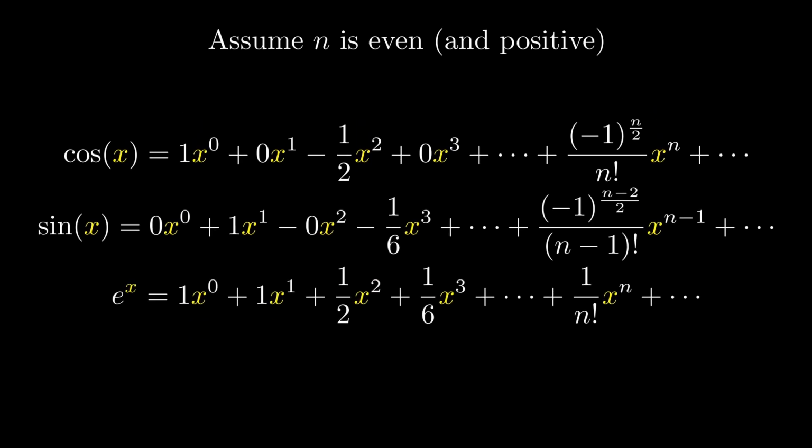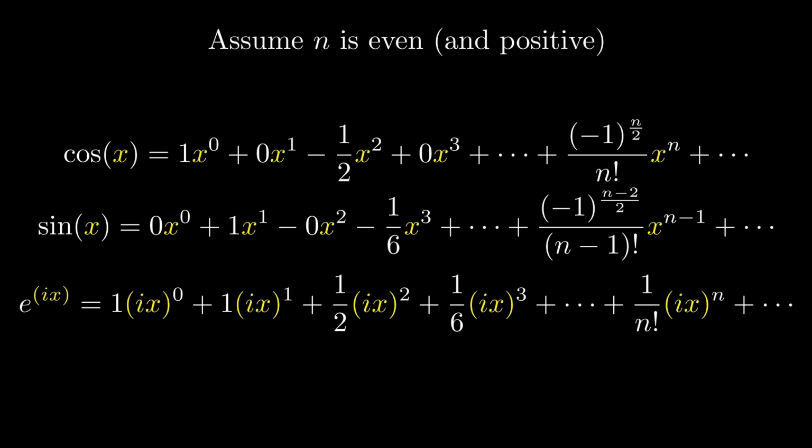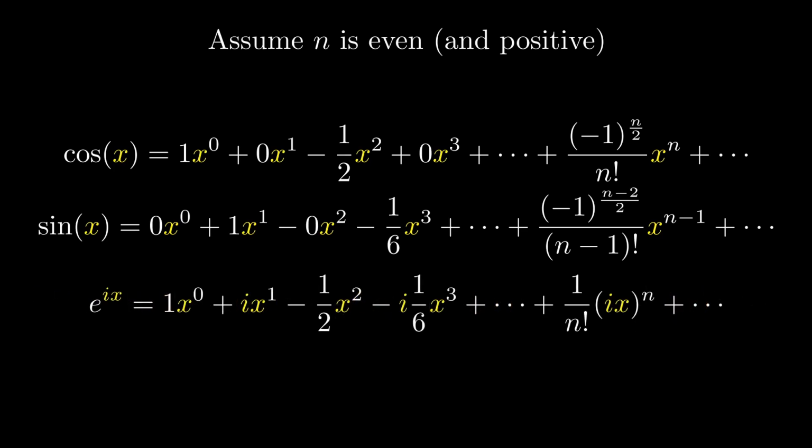If we replace x with ix in the e expansion, we get an expression that simplifies to 1 plus ix minus a half x squared minus i times 1 over 6 times x cubed, and so on, with the nth term being 1 over n factorial multiplied by ix to the power of n.